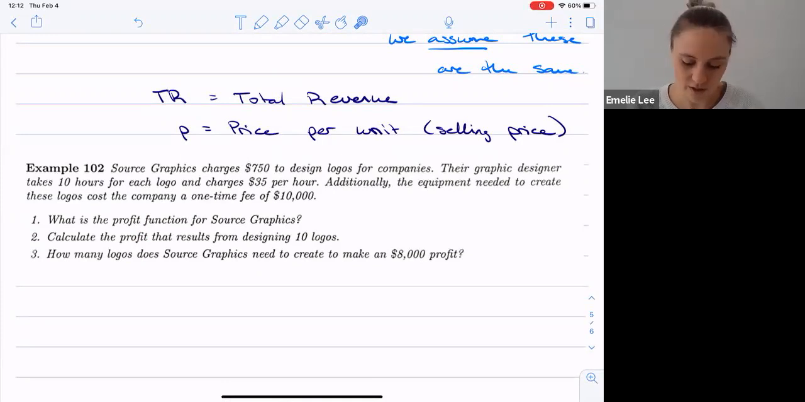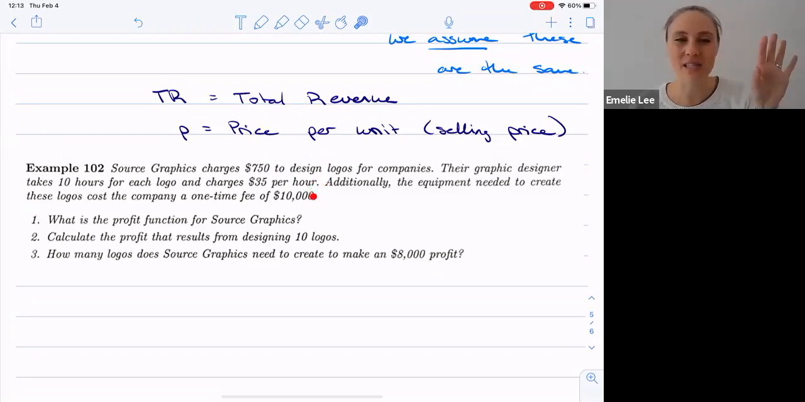Again, it's just from your textbook, example 102. Source Graphics charges $750 to design logos for companies. Pretty good deal, I think. Their graphic designer takes 10 hours for each logo and charges $35 per hour. This is per logo. So right away, I'm classifying these costs as, are they variable costs or are they fixed costs? Additionally, the equipment needed to create these logos costs the company a one-time fee of $10,000.